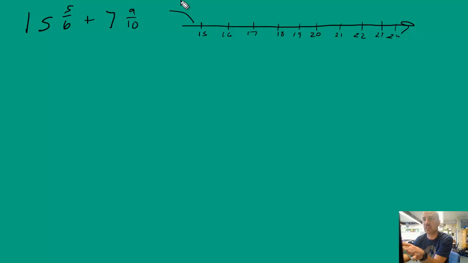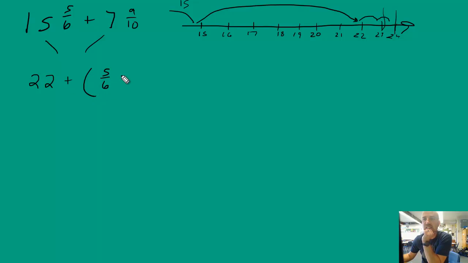I'm adding my 15. I'm going to add 7 more. 7 and 15 would be 22. And I'm going to add my 9/10, which is almost 23. I'm going to add my 5/6, which puts me someplace between 23 and 24. 15 and 7, that leaves me 22. And I need to add in my 5/6 and my 9/10.